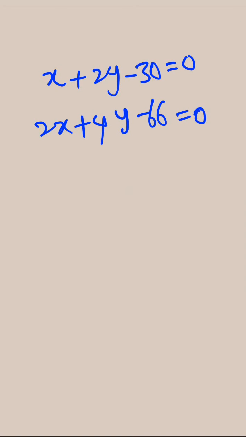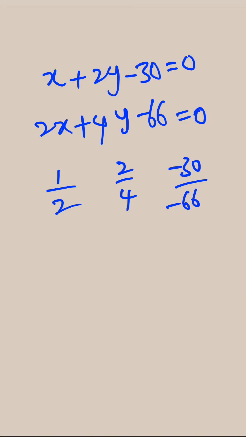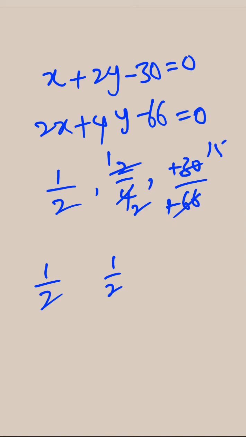Here is an example. Let us take a1 by a2, that is 1 by 2, and b1 by b2, that is 2 by 4, and c1 by c2, minus 30 by minus 66. So 1 by 2 is direct. Coming to 2 by 4, 2 ones are 2, 2 twos are 4, that means this is also 1 by 2. Coming to the last one, minus and minus get cancelled. 3 fives are 15, 3 elevens are 33, so 15 by 33 we got.